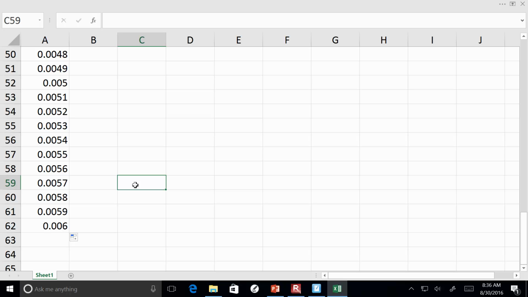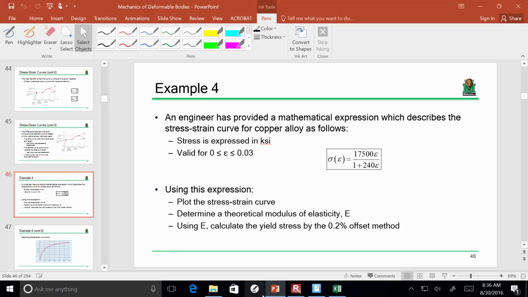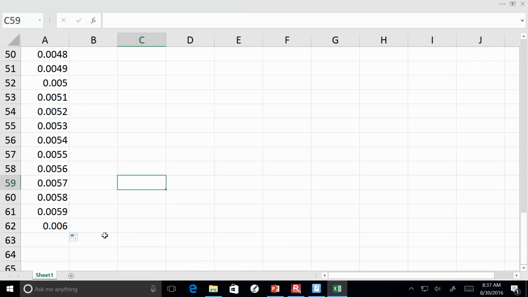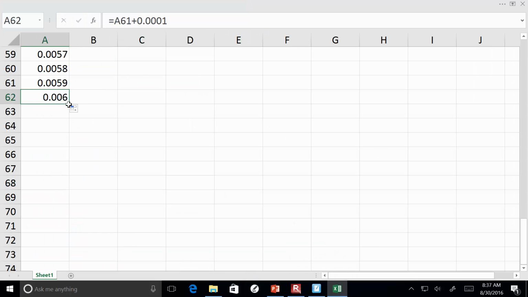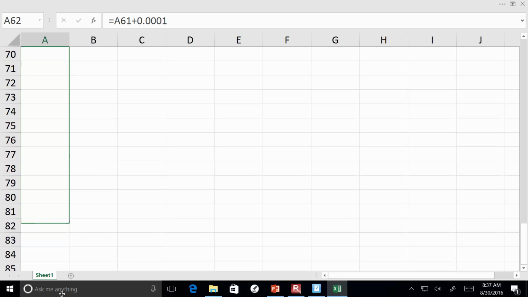Actually, wait. What does the example say? Does the example have a limit? Let's see. It says, there we go. Valid from 0 to 0.03. Let's just use that. So let's drag this down to 0.03. So I got a little bit further to go. Let's see. Just a little bit.